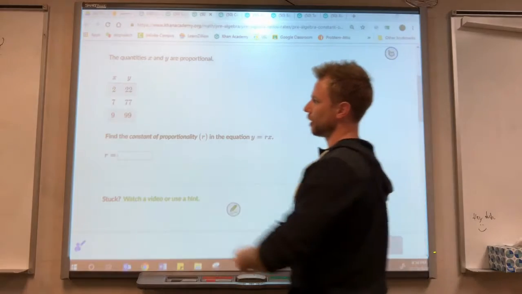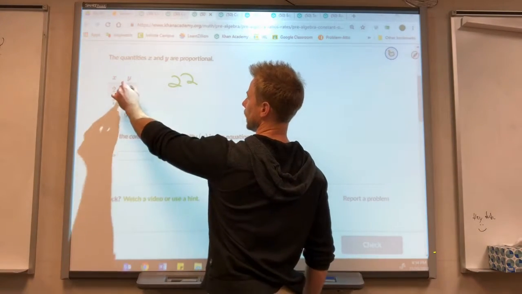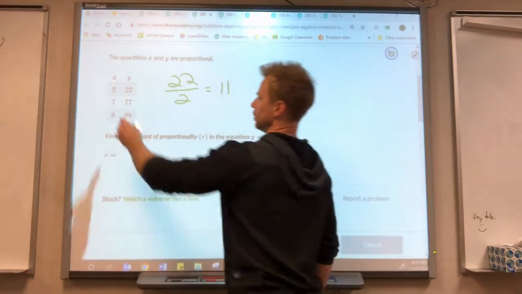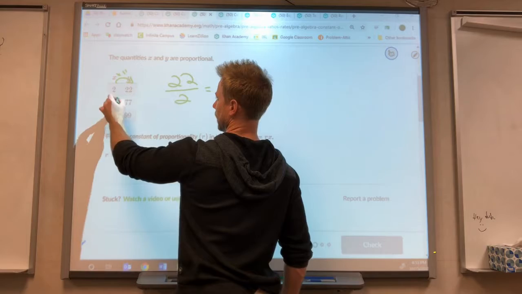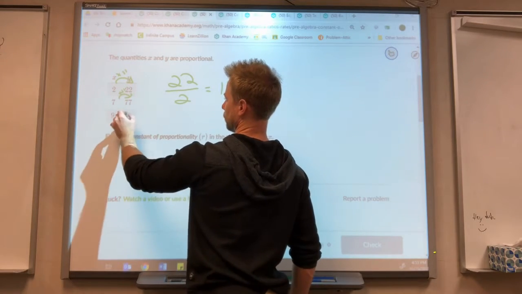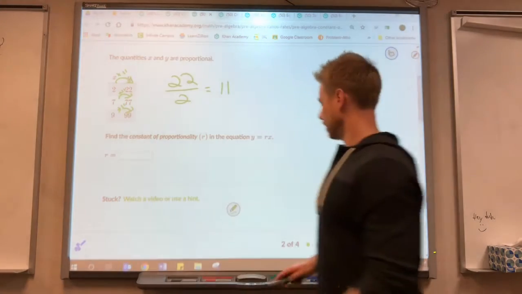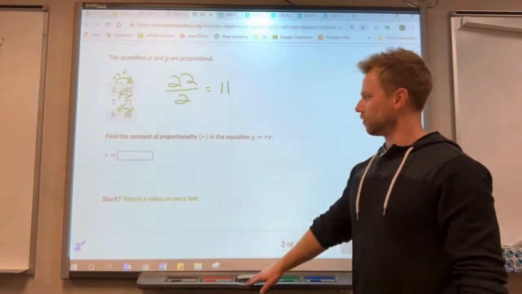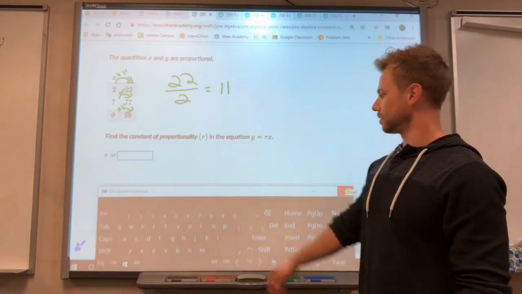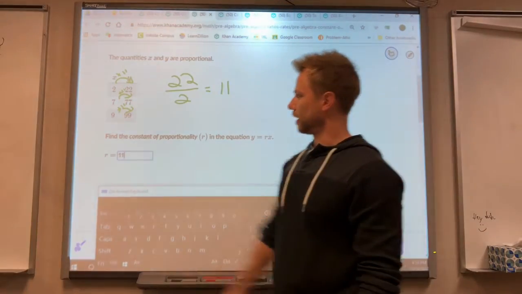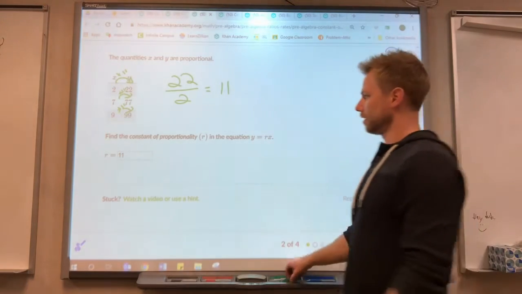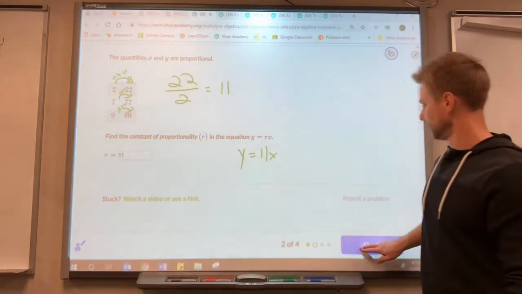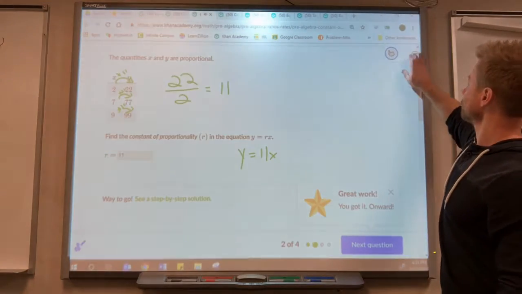Okay, here, to figure out what we multiply by, we'll start with y. 22 divided by x, which is 2. That equals 11. So if we're multiplying by 11 each time, then it would be proportional, and that would be our constant of proportionality. 2 times 11 is 22. 7 times 11 is 77. 9 times 11 is 99. So our constant of proportionality is 11. If we were going to write the equation, it would be y equals 11x.